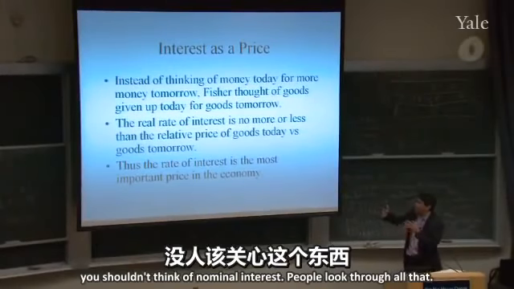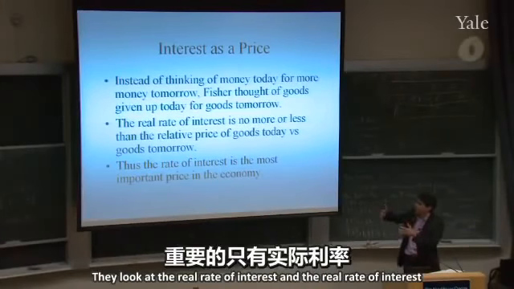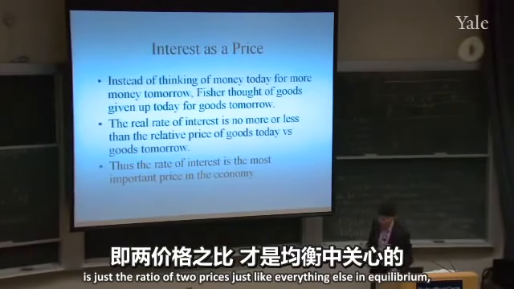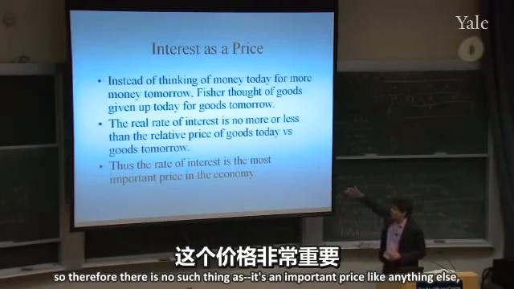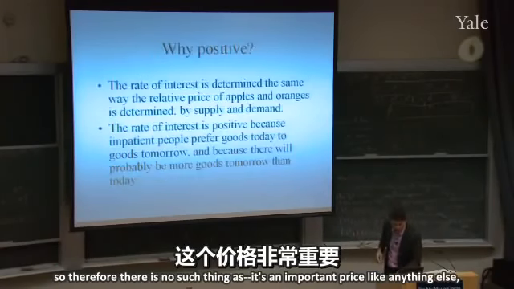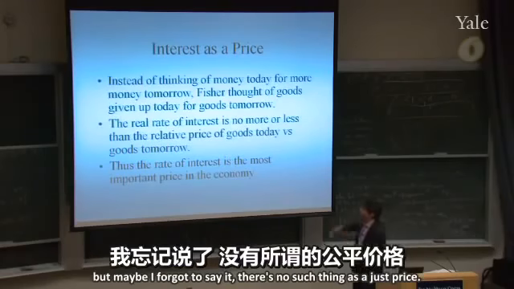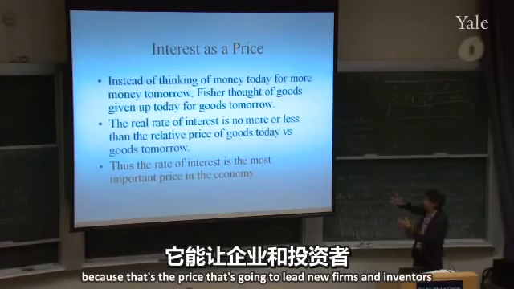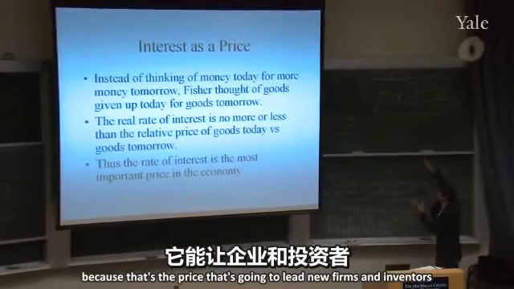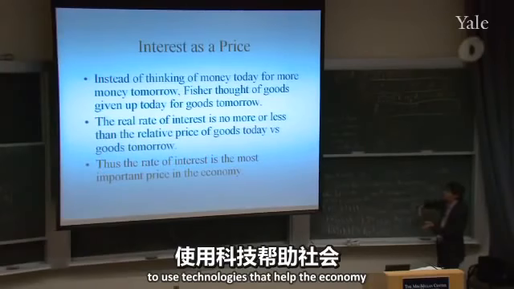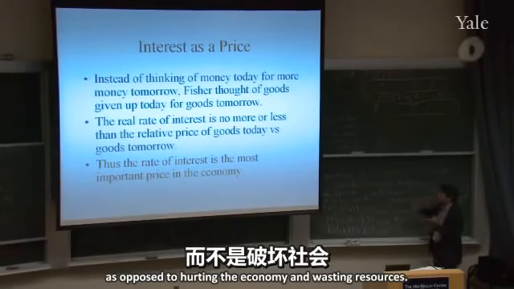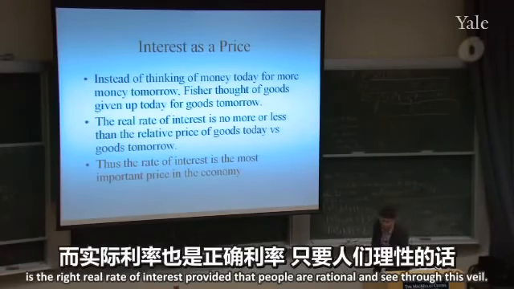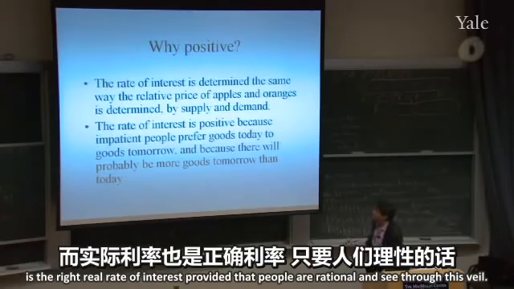You shouldn't think of nominal interest. People look through all that. They look at the real rate of interest. And the real rate of interest is just the ratio of two prices, just like everything else in equilibrium. So it's an important price, like anything else. But maybe I forgot to say it, there's no such thing as a just price. The price that equilibrium finds is the best price, because that's the price that's going to lead new firms and inventors to use technologies that help the economy as opposed to hurting the economy and wasting resources. So the price that the market finds is the just price, and the real rate of interest is the right real rate of interest, provided that people are rational and see through this veil.